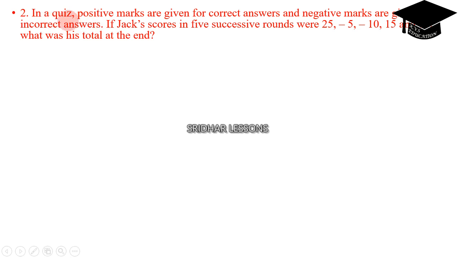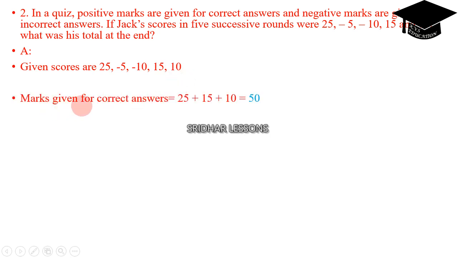Question number 2. In a quiz, the positive marks are given for correct answers and the negative marks are given for wrong answers, that means incorrect answers. If Jack's scores in 5 successive rounds were 25, -5, -10, 15 and 10, what was his total score at the end? What we have to do? We have to add all these numbers, as simple as such. The given scores are 25, -5, -10, 15 and 10.